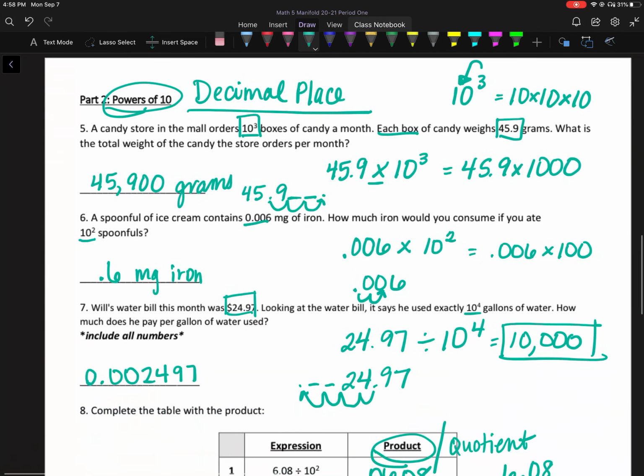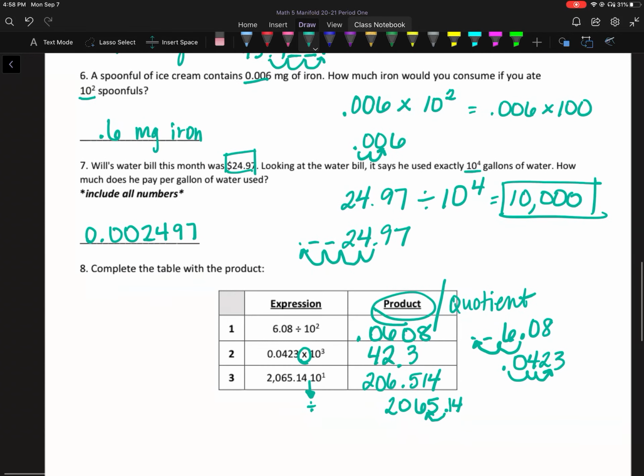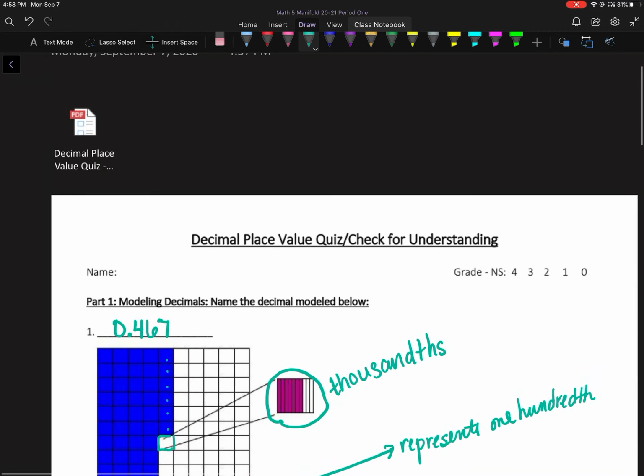So we'll continue to practice this week, but I wanted to make sure you had an opportunity to look over how to get the correct answer for your quiz. If you have any questions, come and see me.